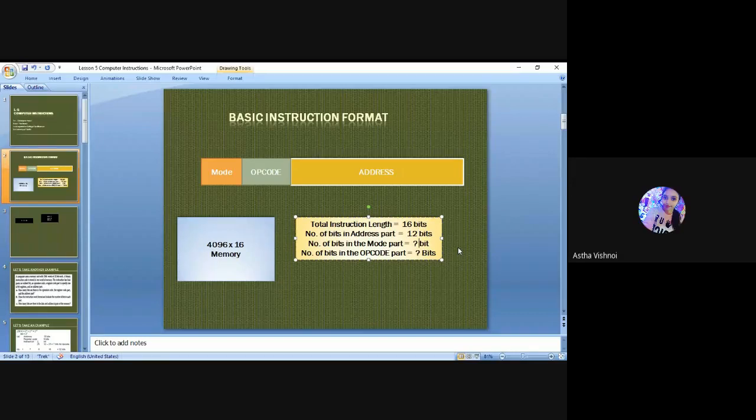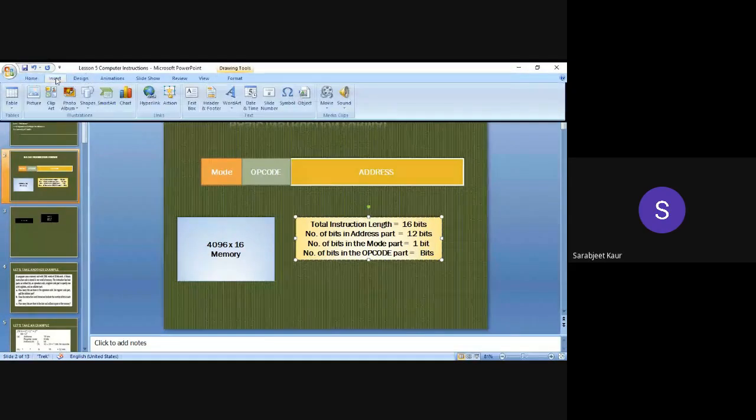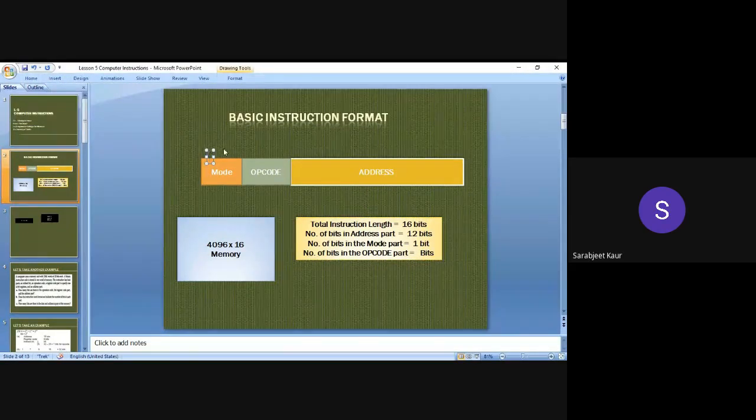Now, let us say that we are only reserving 1 bit for the mode part. Then, how many bits will be left for the opcode part? Out of the 16 bits, we have already given 1 bit to the mode part.